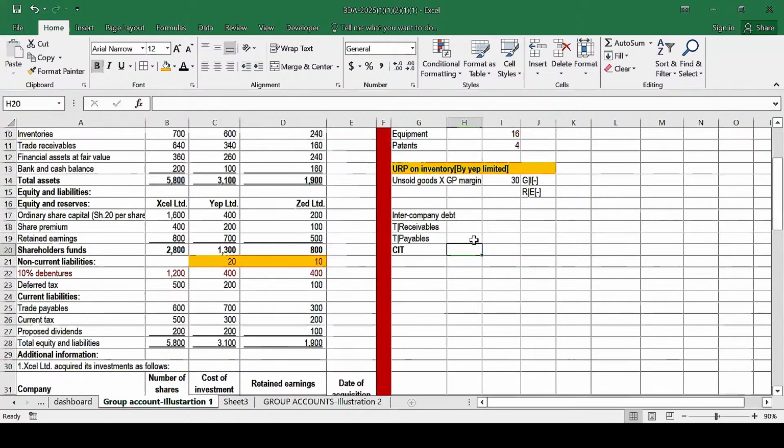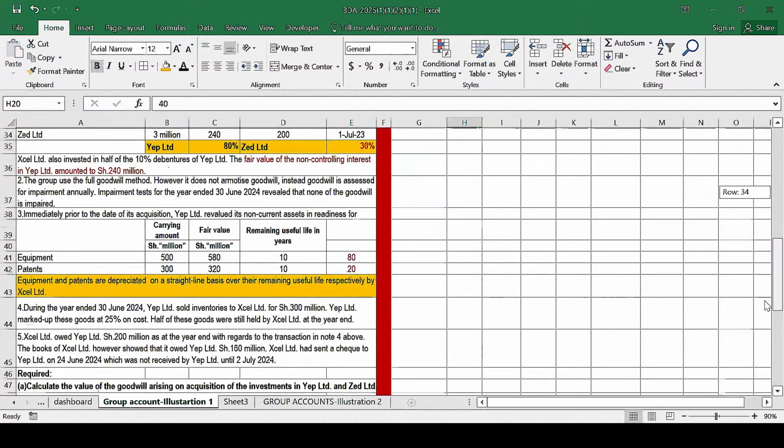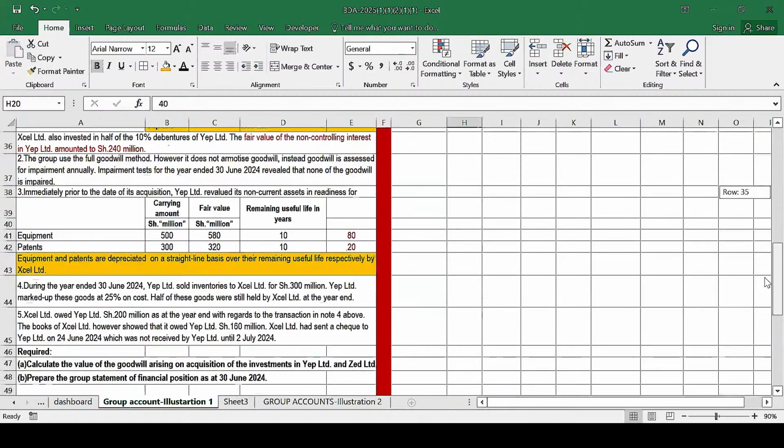So the cash in transit here will be 40 million. The amount of 200 is the one which is included within the receivables. The amount of 160 is the one which is included within what? The payables. So having that now, it basically means that when preparing your consolidated statement of financial position, this one will be deducted from the receivables, this one will be deducted from payables, and this one will be added to the group cash and bank balance. I think basically we are done with working.